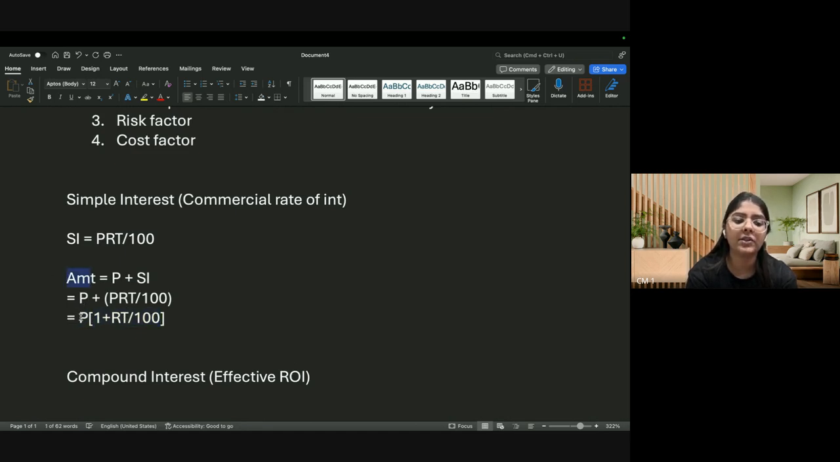So, if you have invested rupees 100 at a rate of interest of 4% for 5 years, you will be able to calculate the final amount, which will be 100 into 1 plus 5 into 0.04 by 100. Understood?